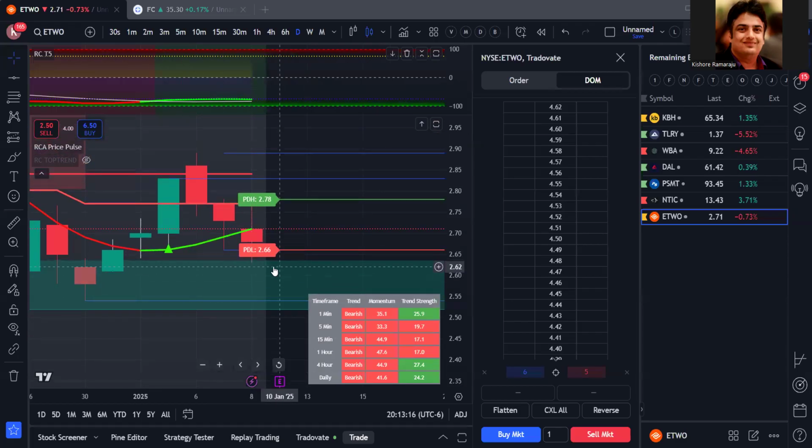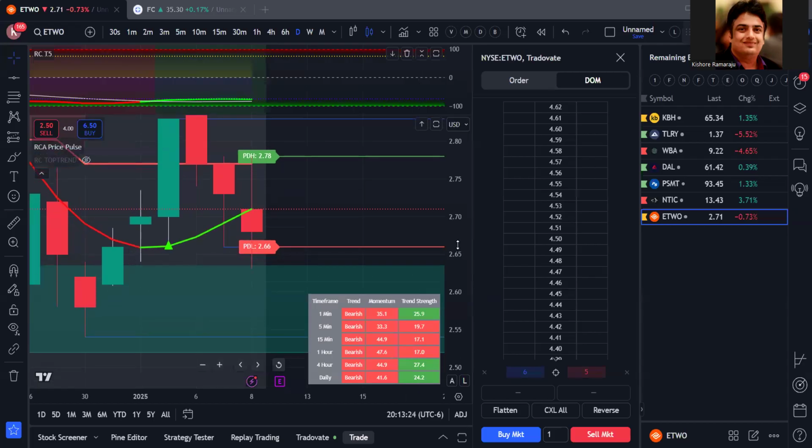80% of the time we may not have one, but sometimes in the last minute we may see some big buy orders or sell order blocks. That will give us more confirmation.